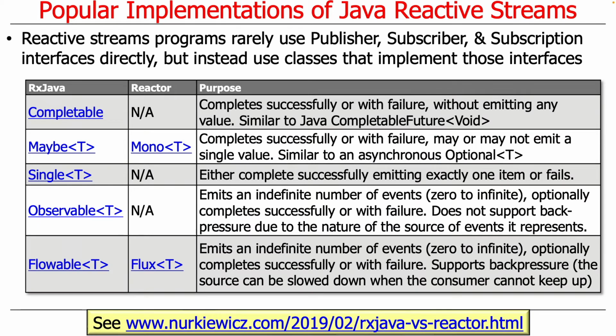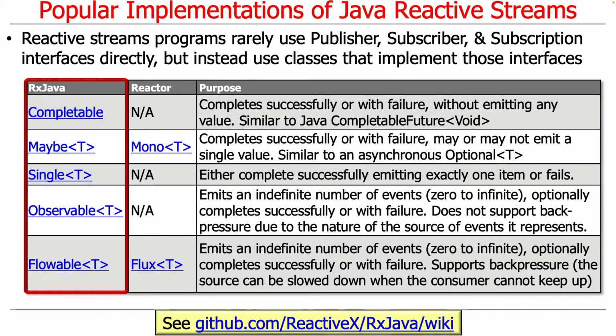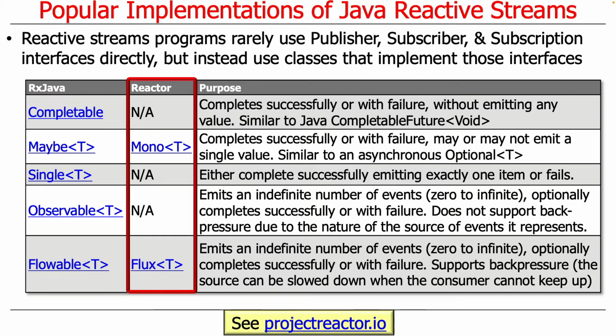Reactive Streams programs and programmers very rarely use the publisher, subscriber, and subscription interfaces from the Flow API directly, but instead they use classes that implement those interfaces. And there's a bunch of classes, and there's two different frameworks. We're going to focus primarily on RxJava, but I'll mention the other one in passing. RxJava has almost a half dozen key classes: completable, maybe, single, observable, and flowable. And Project Reactor only has two, mono and flux.